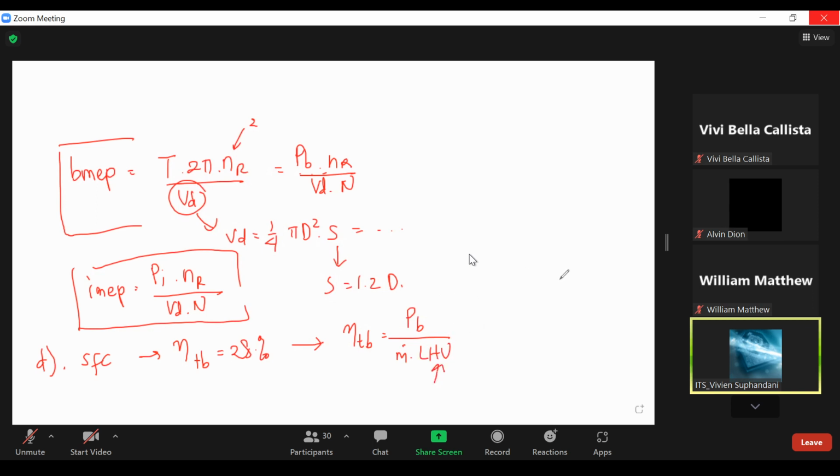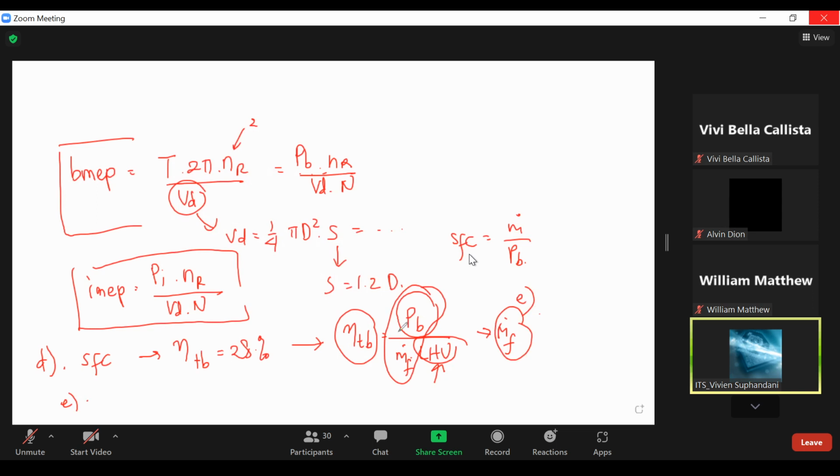We have the value of the lower heating value. And we have also PB. Now, this one is already known. So that we can calculate m dot fuel. And once we have m dot fuel, then we can calculate SFC. So SFC is m dot over PB already. Okay, so that is for D. And E is finding the mass flow rate. So once we have this one, we answered E already. Okay, so I think that is all.